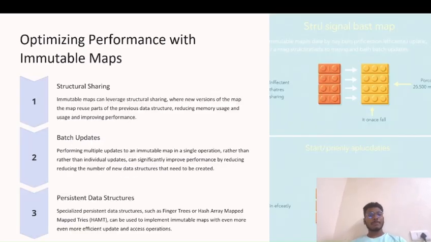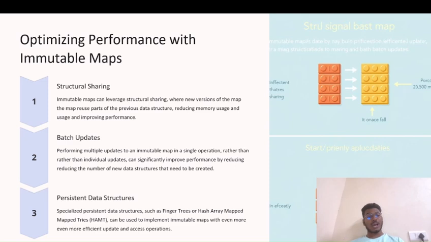So, immutable maps optimization and performance. How does it perform? First one is structural sharing, then batch updates, and persistent data structures. So we can observe the diagrams beside. First of all, immutable maps can leverage structural sharing, where new versions of the map share parts of the previous data, reducing memory usage and improving performance.